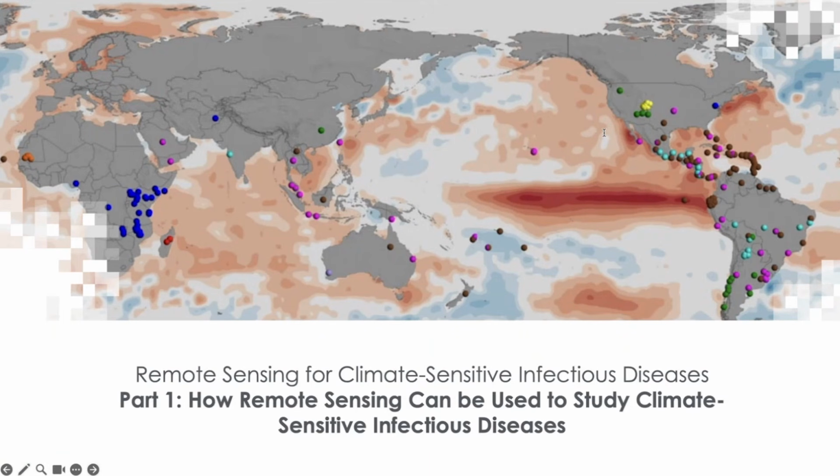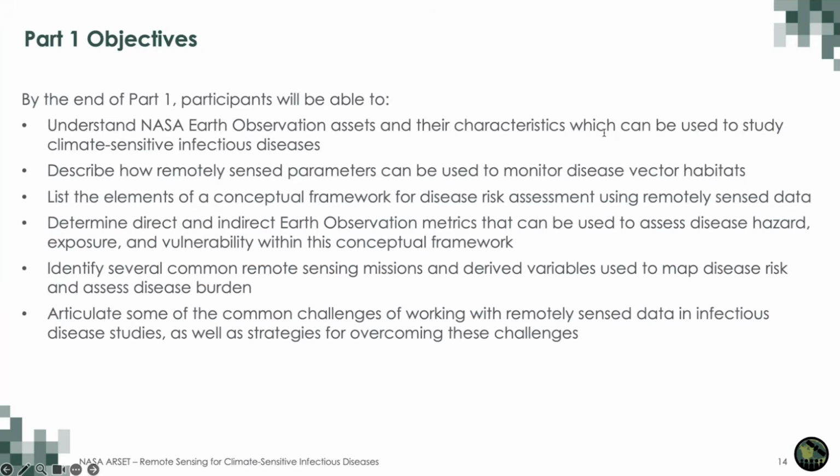Before we delve into details of part one on how remote sensing data can be used to study climate-sensitive infectious diseases, I wanted to provide you with what objectives we have in this part one of the training. One, to understand NASA Earth observation assets and the characteristics which can be used to study climate-sensitive infectious diseases. Two, to be able to describe how remote sensing parameters or variables can be used to monitor disease vector habitats. Three, to list elements of a conceptual framework for disease risk assessment using remote sensing data.